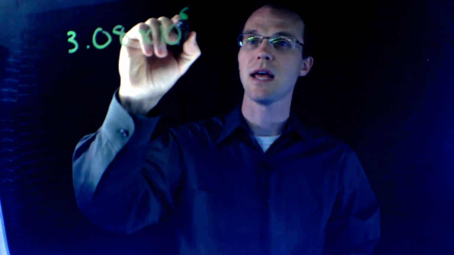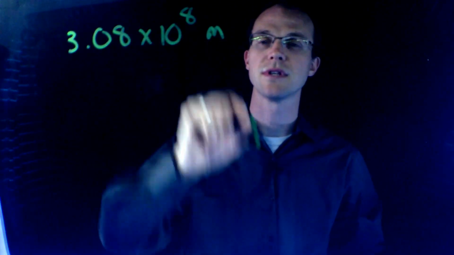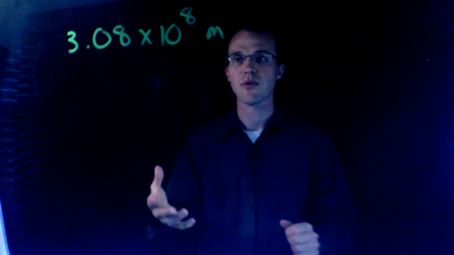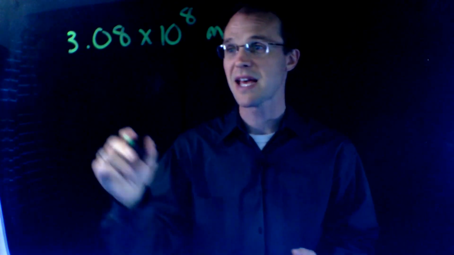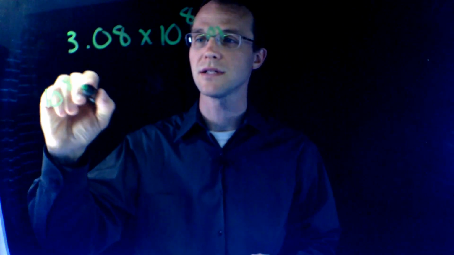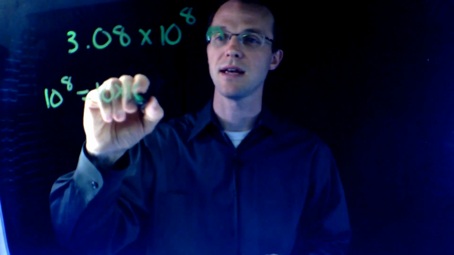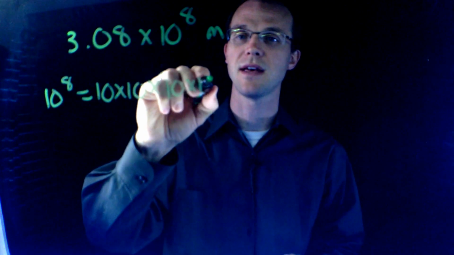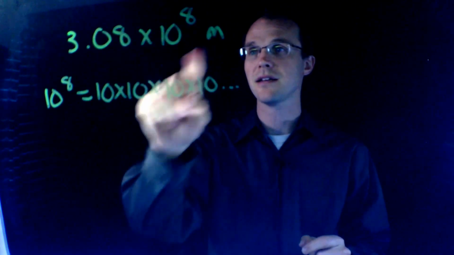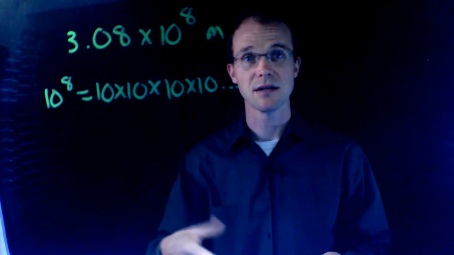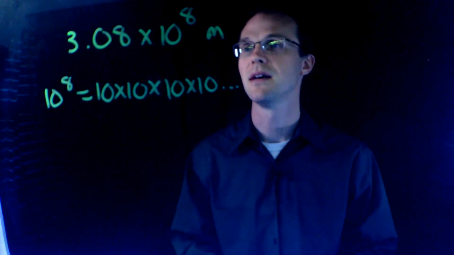But what if someone gives you some scientific notation and says, hey, I've got this number that's 3.08 times 10 to the 8th, and there's usually units on there, so let's put some units on there. 3.08 times 10 to the 8th meters. Well, what does that 10 to the 8th mean? Remember, 10 to the 8th just means 10 times 10 times 10 times 10, 8 times. That's what 10 to the 8th means. So all I need to do is take my 3.08 and multiply it by 10, and multiply it by 10, and multiply it by 10, 8 times.